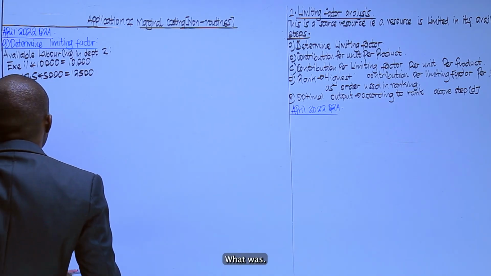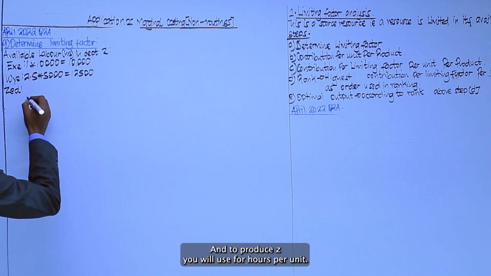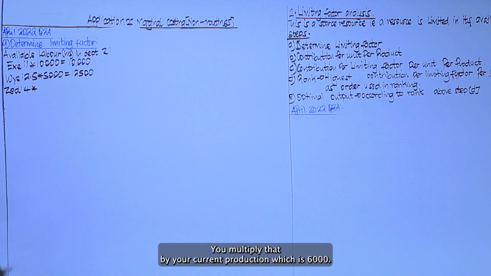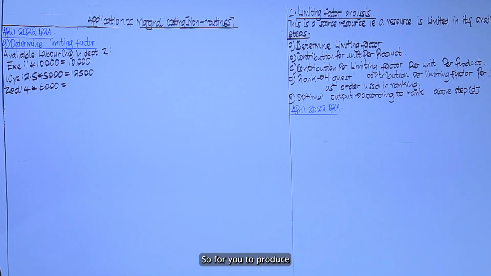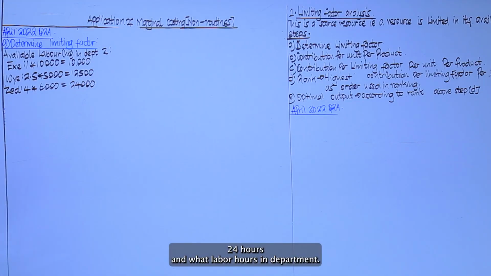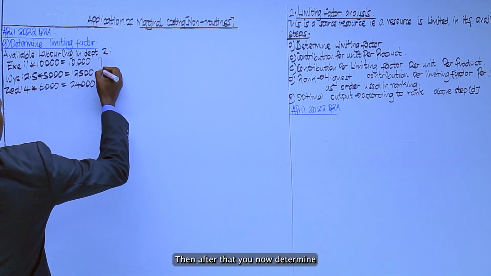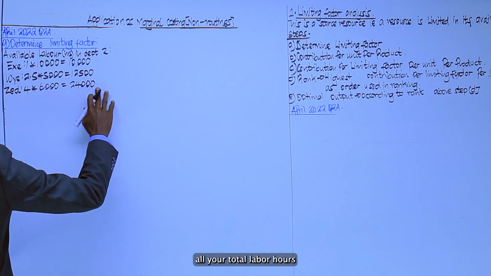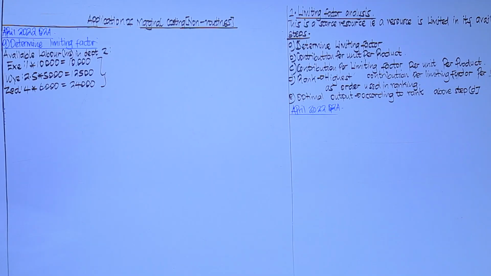12,500 hours. The third product is Z. To produce Z, you will use 4 hours per unit. You multiply that by your current production, which is 6,000 units. So for you to produce Z, you require 24,000 labor hours in department 2. Then after that, you now determine all your total labor hours that the current department 2 has.